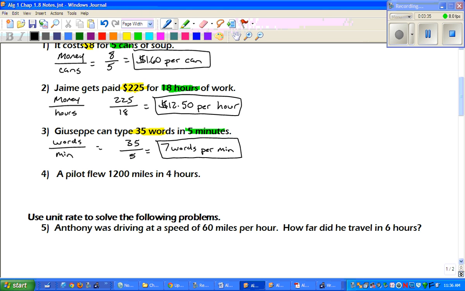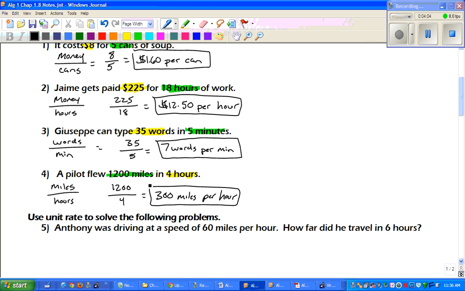All right, and number 4, a pilot flew a total of 1,200 miles in 4 hours. Just like when we're in our car, miles over hours. So 1,200 divided by 4. That gives us 300 miles per hour. Okay.